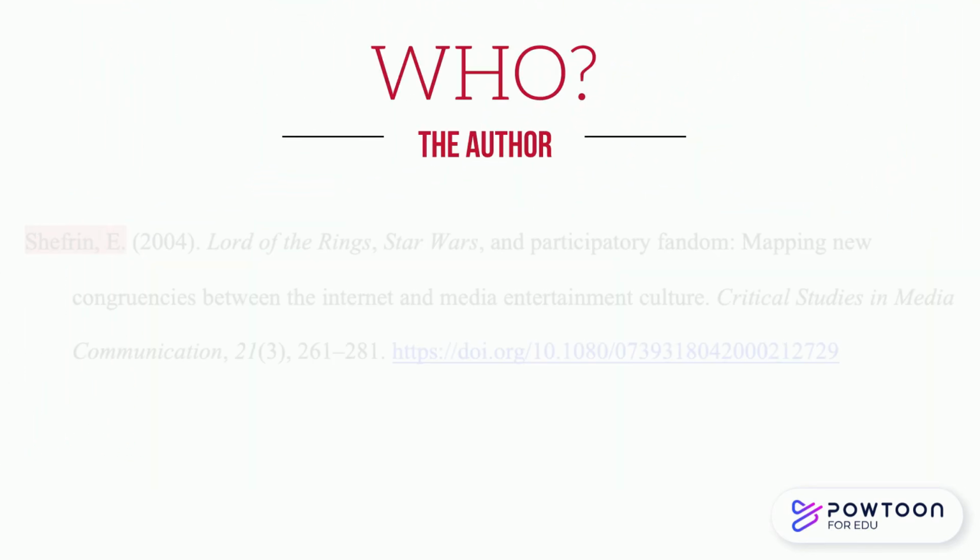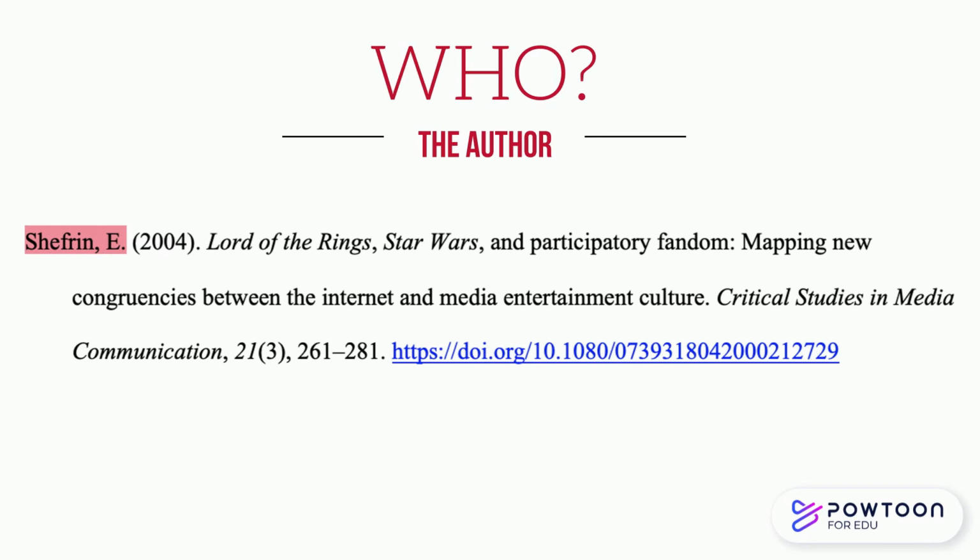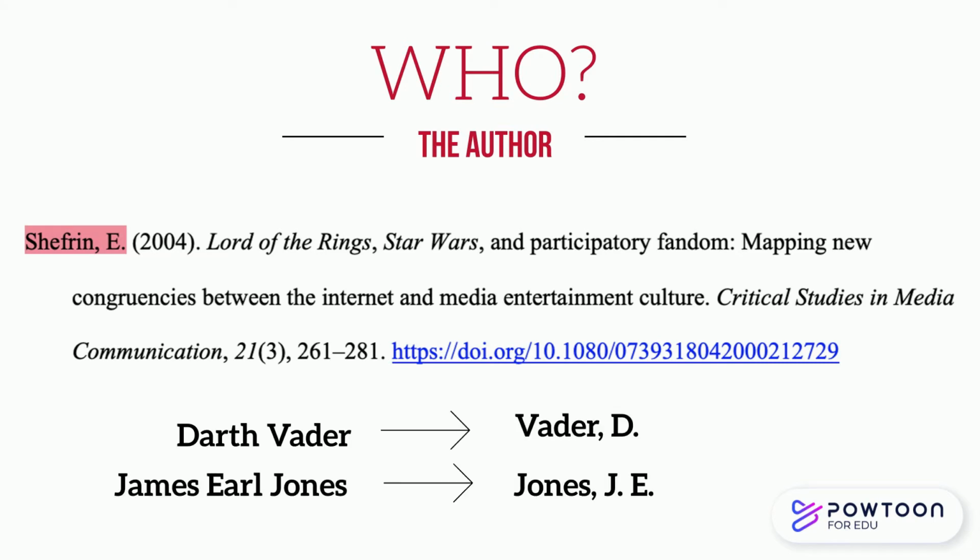Who? The author is the most important element of any documented source. In APA, authors are listed by last name, then first initial, and middle initial if included. The first name should never appear in the paper or the reference page.